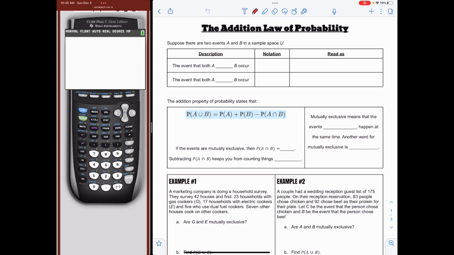Hi, today we're going to talk about the addition law of probability. So, suppose there are two events, A and B, in a sample space U, which is our universal set. The event that both A and B occur is going to be notated by the intersection symbol, which is like an upside down U. And it is going to be read as A intersect B.